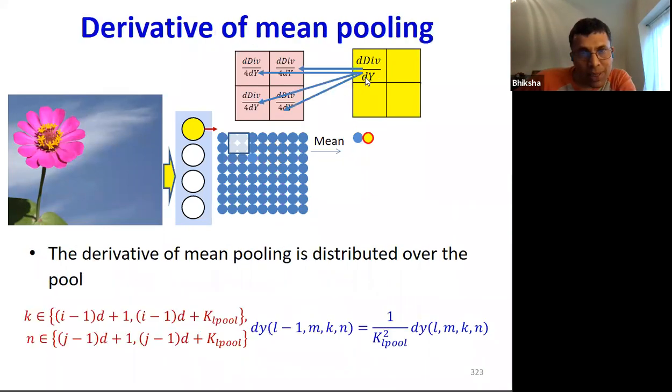So if I have the derivative for this term, all 4 of these guys contributed to this derivative. But because they all contributed equally, this derivative has to be distributed equally over all 4. So if this is d div over dy, I'm going to be doing d div over 4 times dy, because here my window is 2 cross 2, and copying that over to each of those locations, right? And so again, what is wrong with this equation here?